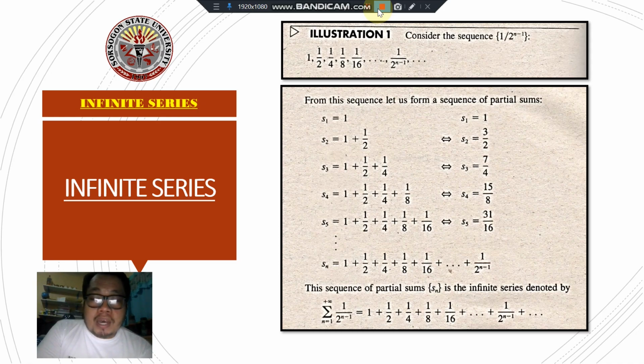But if that is S sub n, or the sequence of partial sums, as stated a while ago, we have to end up with 1 over 2 raised to n minus 1. For an infinite series, it should end with plus up to infinity, with the use of an ellipsis. That denotes infinity or continuity.